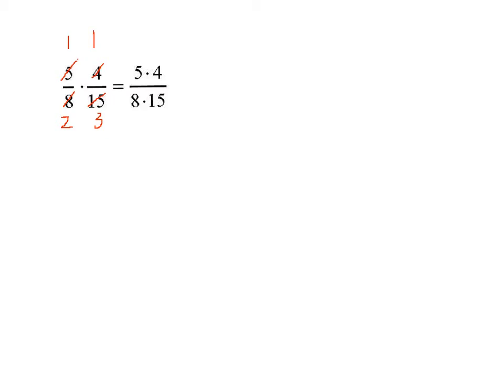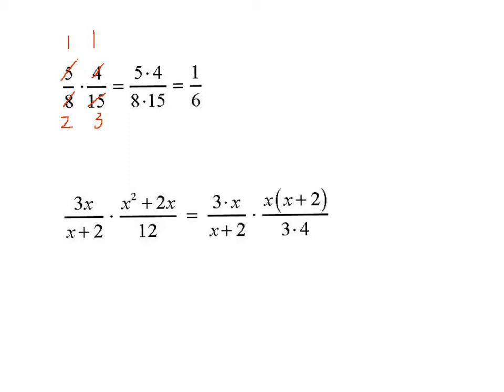Now that we've canceled, we simply multiply the tops and multiply the bottoms to come out with 1/6 as our answer. Multiplying rational expressions is exactly the same process. Let's look at an example of that. 3x over x plus 2 times x squared plus 2x over 12. Again, we can reduce even before we do any multiplying. So let's get the fractions prepared for reducing by factoring them further.